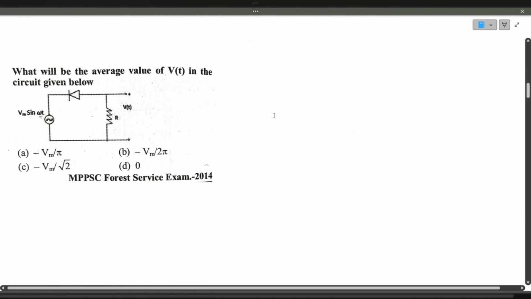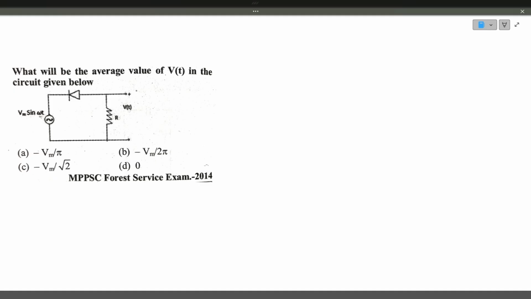We'll see the next problem. What will be the average voltage of the circuit? The given circuit is a half wave rectifier. Now we'll calculate the IDC for the half wave rectifier. I average is equal to 1 by 2 pi, integral from 0 to 2 pi of I d theta.